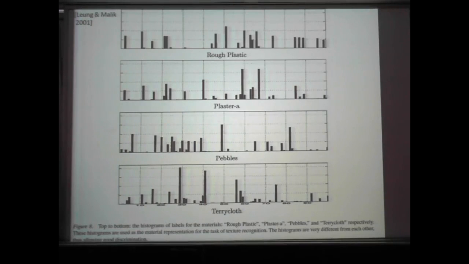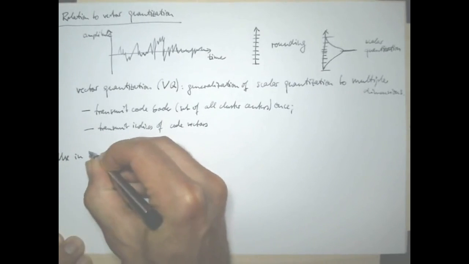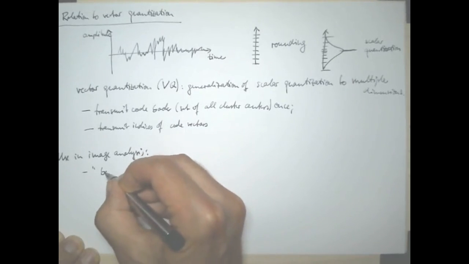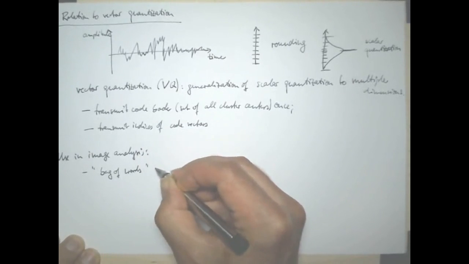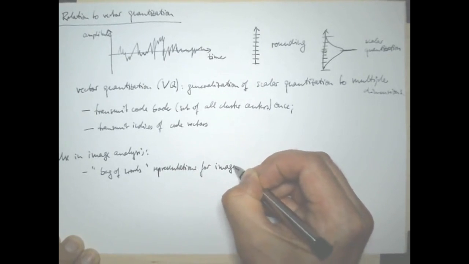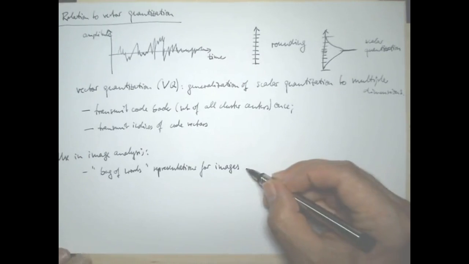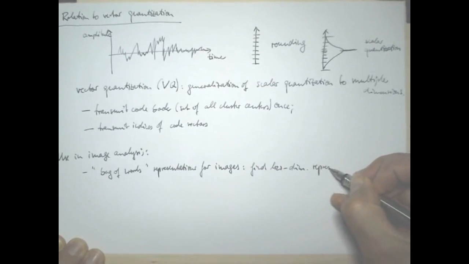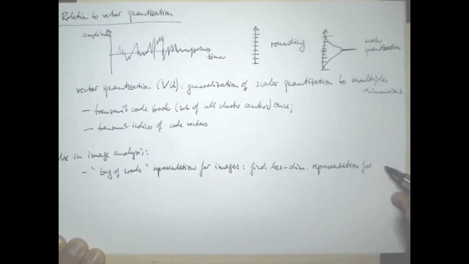So the use in image analysis is in bag of words representations of images, where the aim is to find a low-dimensional representation for the image at hand. Yes, one cluster center corresponds to one bin.